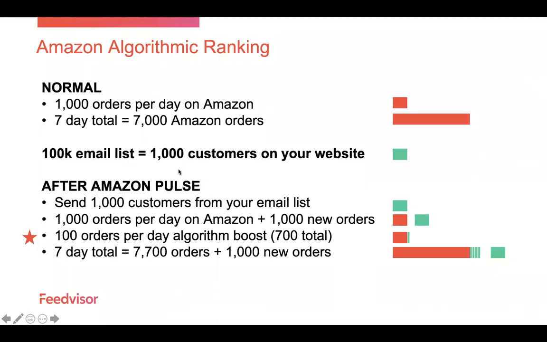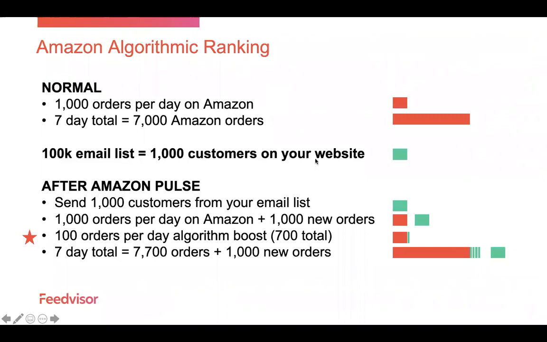Just because there were a lot of brands that weren't focusing on ranking, and because this fits into what I was talking about with Facebook ads, some of the next slides show that, say in this example, you have 1,000 orders per day on Amazon, and it's equivalent to this red box, which later is equivalent to 7,000 orders. If you have your own email list, let's say 100,000 people, you send out a campaign to your website and you get 1,000 customers from that. It's equivalent to this box.